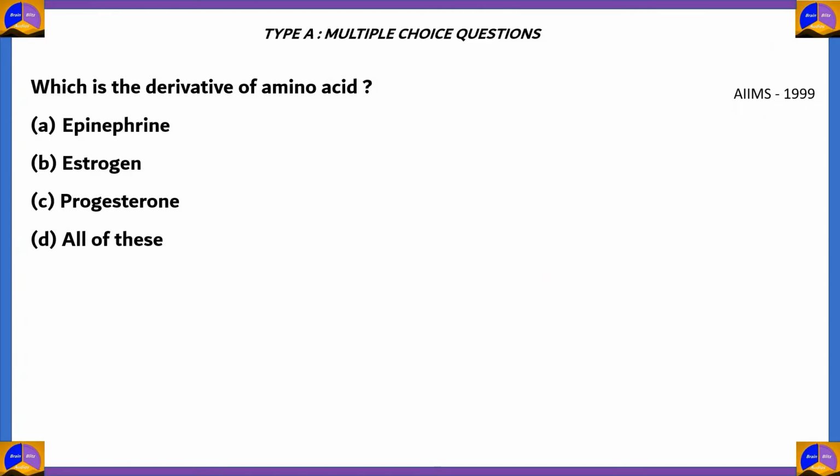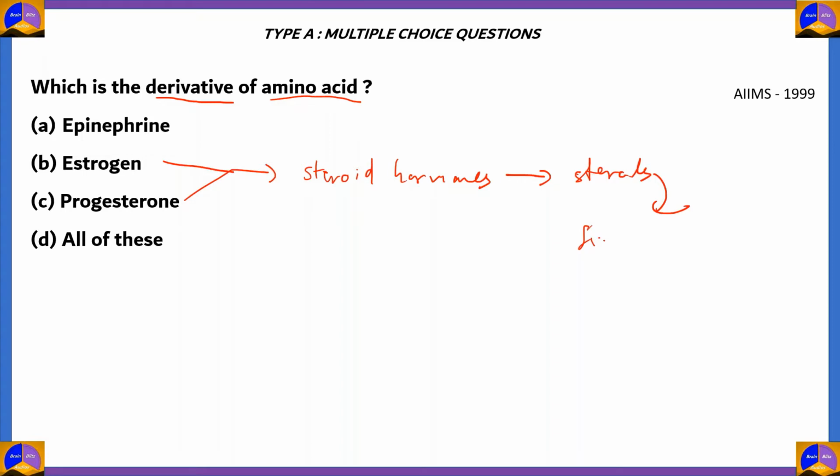So the question is asking us to find which of these is a derivative of an amino acid: epinephrine, estrogen, progesterone, or all of these. Estrogen and progesterone are steroid hormones. Now, what that means is that they're derived from sterols, which are fatty acids. So these are basically lipids instead of amino acids. So options B and C are incorrect.